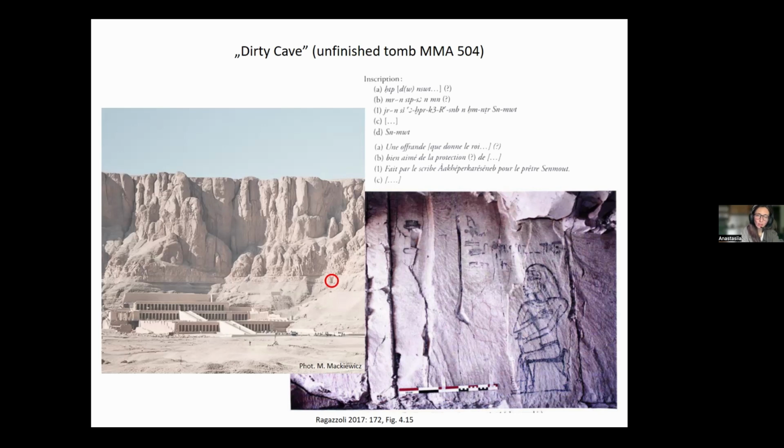Chloe Ragazzoli, who has published this cave along with its inscriptions, believes that this image representing Senenmut, as well as the offering formula dedicated to him by one scribe, are placed in such a prominent location within this cave, which allows her to believe that these were the first inscriptions there that initiated, in a way, the popularity of this place among the scribes. And saying scribes, we mean members of the intellectual elite.